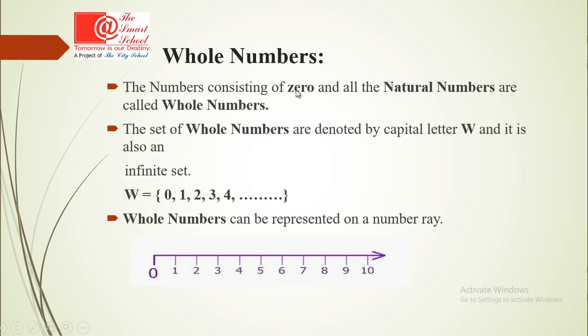Now whole numbers. The numbers consisting of 0 and all the natural numbers are called whole numbers. The set of whole numbers is denoted by capital letter W, and it is also an infinite set. It is like W equals, starting with 0, 1, 2, 3, 4 and so on. Never ends, infinite set. And whole numbers can be represented on a number array or a number line. It starts with 0 and then this arrow shows that it never ends. I hope this is clear to all of you, because this is just revision of your previous knowledge.